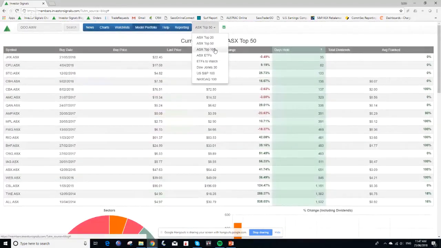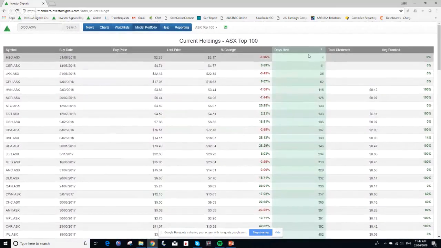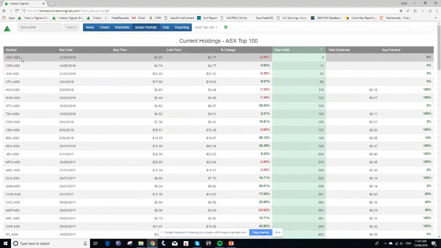And if we just quickly revisit the 100 and bring the days held, so the least number of days, to the top, and we have a look there. Well, Healthscope, which is one that I commented on, that's been added into the top 100 model.